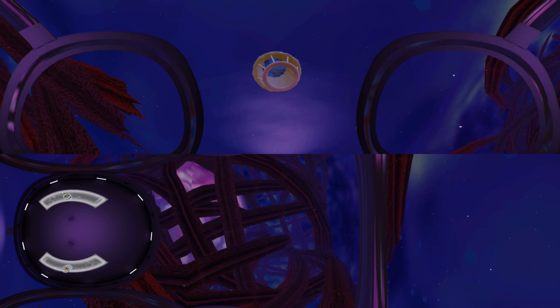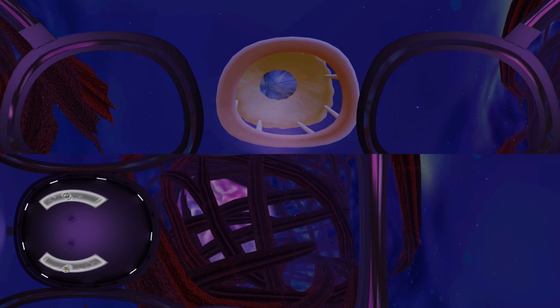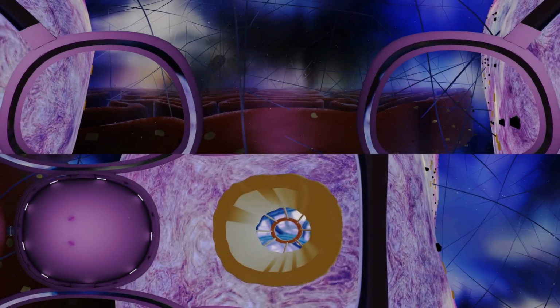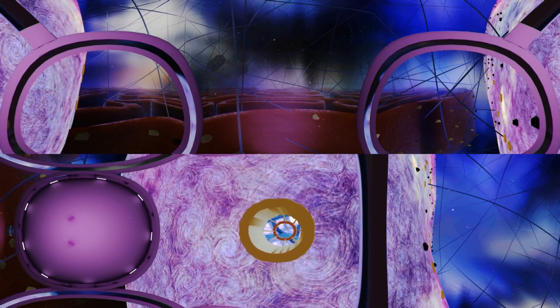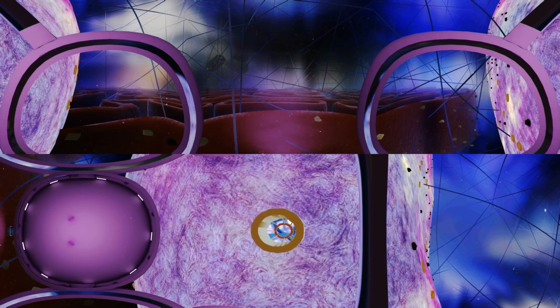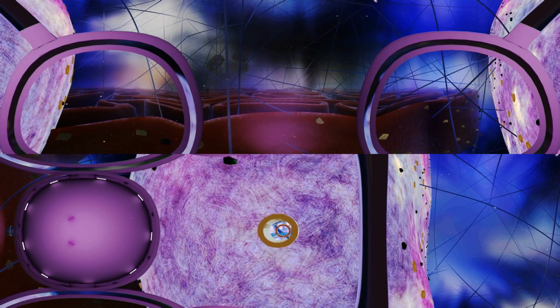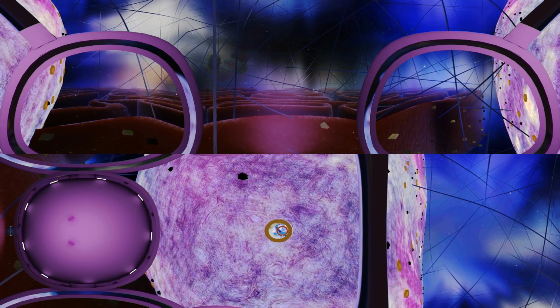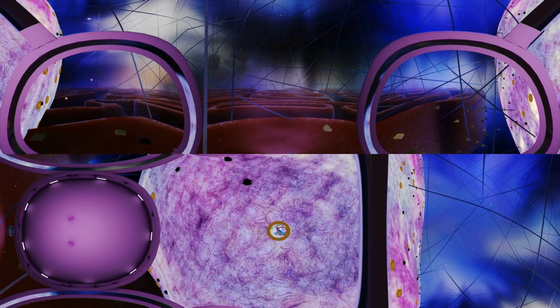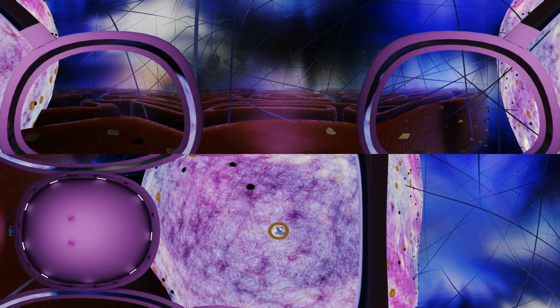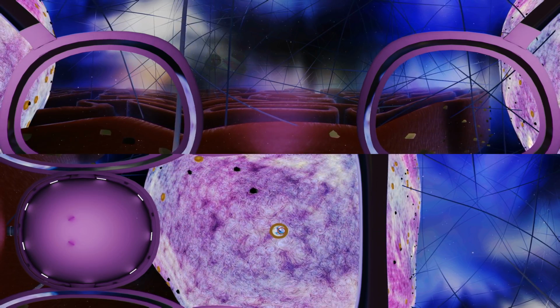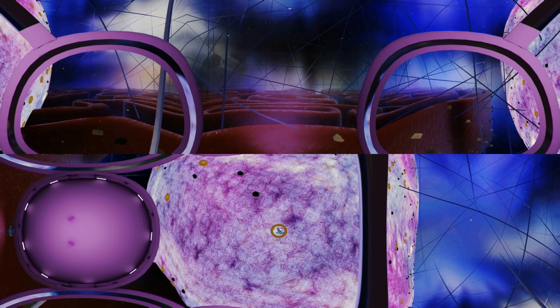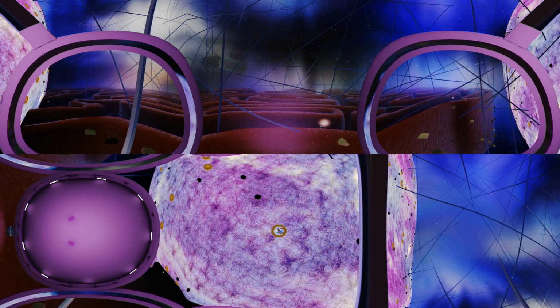Prepare yourself for cell exit. We have exited the nucleus and are now floating through the cytoplasm. Surrounding the nucleus is the rough endoplasmic reticulum, or RER, a maze-like structure made of flattened membrane. Studded with ribosomes, the RER maintains a vital role in protein synthesis.